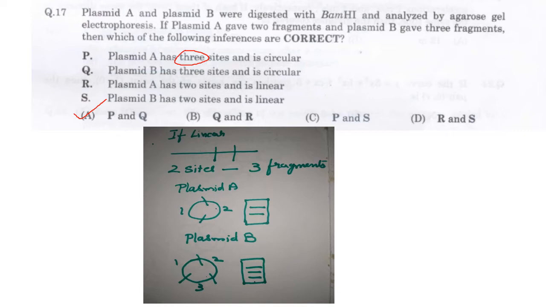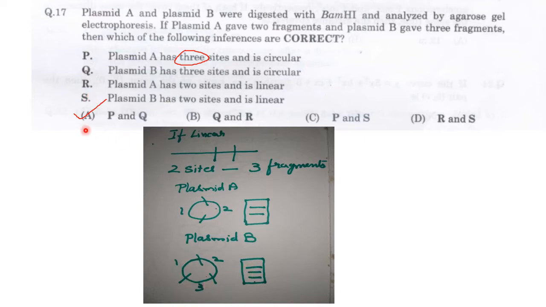Now, if you see this photograph, you can see that plasmid A has given 2 fragments in gel electrophoresis. So plasmid A is circular and has got 2 sites. Now if it was linear and it had 2 sites, then it would have given 3 fragments. 1, 2, 3. Okay. Now plasmid B gave 3 fragments in gel electrophoresis, and plasmid B has got 3 BamHI sites. 1, 2 and 3. That is why 3 fragments.